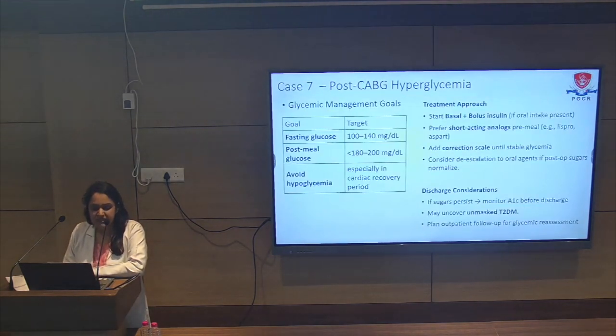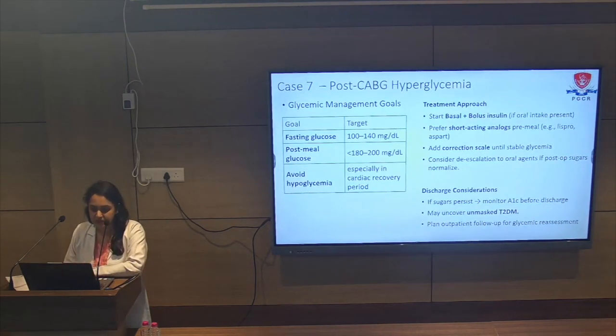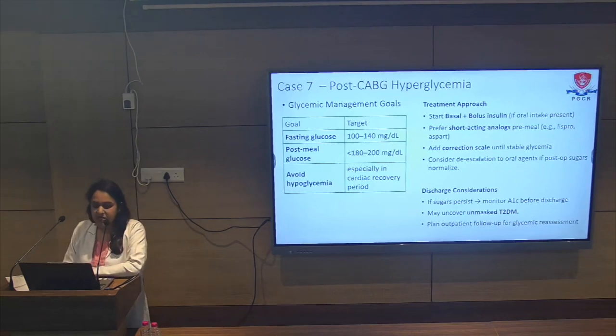Now in these patients, the target goals will be fasting glucose around 100 to 140 mg per deciliter, and post-meal glucose less than 180 to 200 mg per deciliter. We have to try to avoid hypoglycemia, especially in the cardiac recovery period. If the patient is taking oral intake, we start a basal bolus insulin regimen and add a correction scale until we get stable glycemia. We consider de-escalation to oral agents if the sugars stabilize post-operatively.